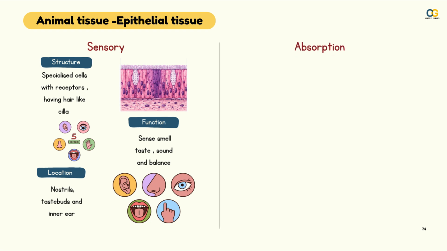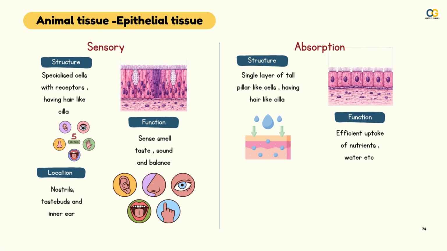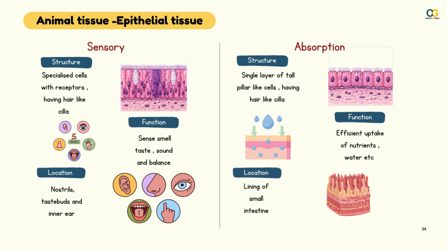For absorption, they become a single layer of tall pillar-like cells having hair-like cilia. The function is to efficiently uptake the nutrients, water, etc. Hence present in the lining of the small intestine. These are the different kinds of epithelial tissues in our body.